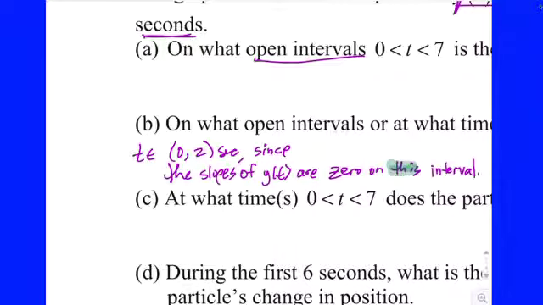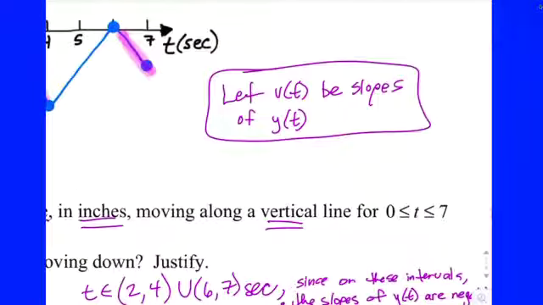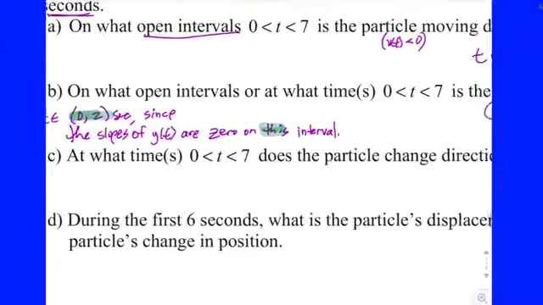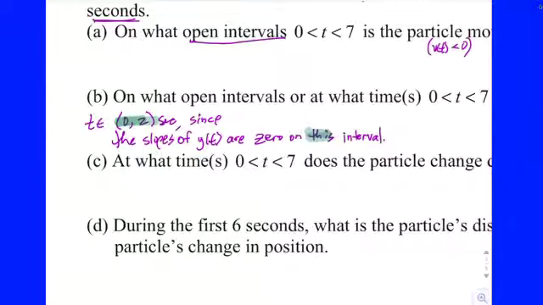This refers clearly back to my answer. Now, if we had made that statement at the top, that v of t are the slopes of y of t, then you could have just said here, since v of t equals 0 on this interval. It's kind of like a map legend or whatever they call it, where it defines what some of the things are. You could do that one time or just write it every time.